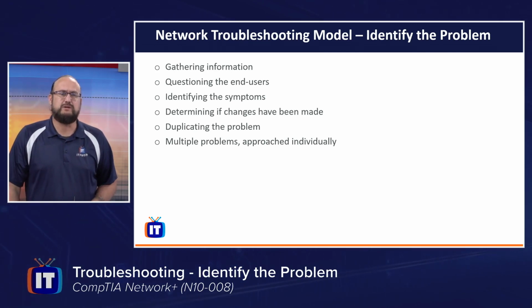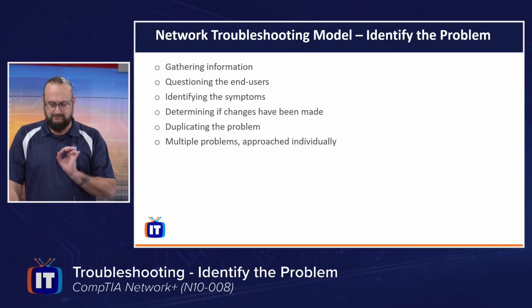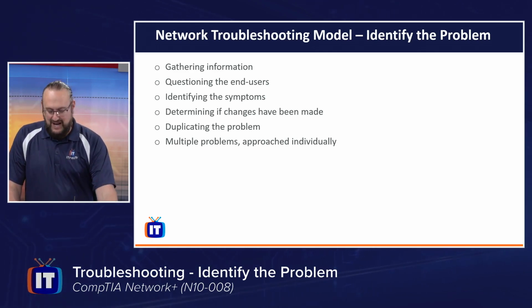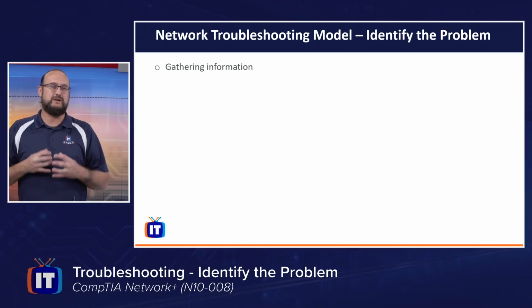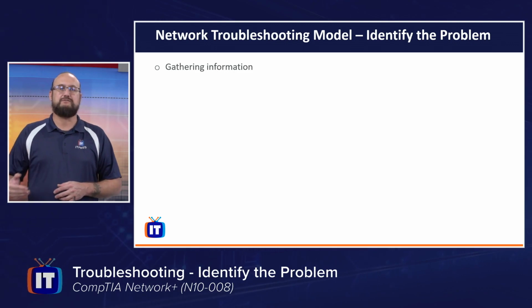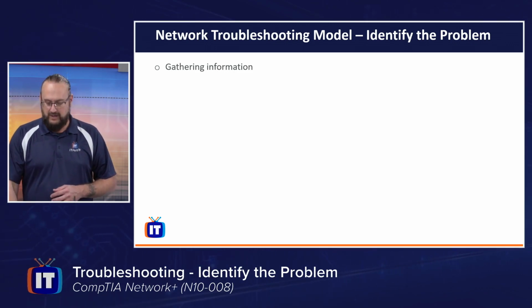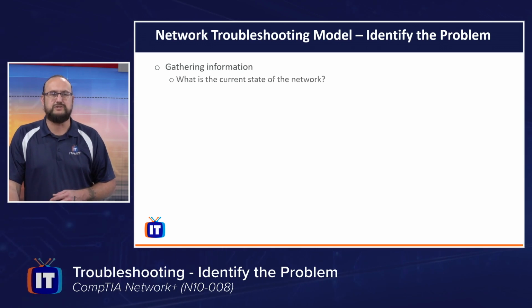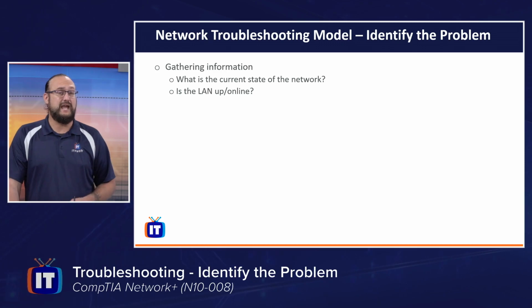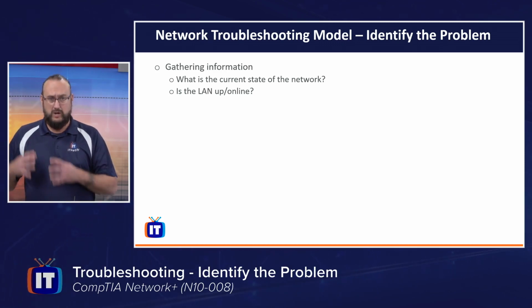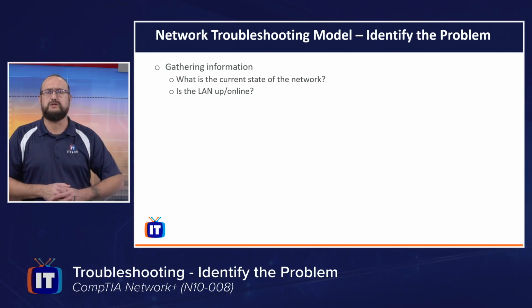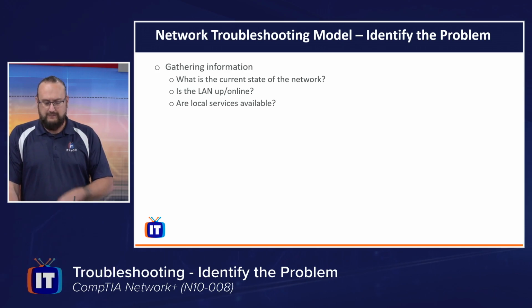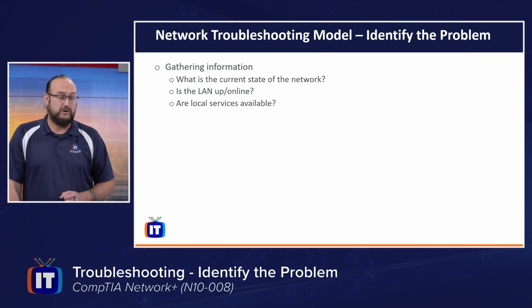So let's talk about the first step, the first portion of identifying the problem, and that's going to be gathering information. Gathering information is a very important process to help you identify what that problem might be. When we look at gathering information, you're going to want to know what is the current state of the network. What does that mean for us? Is the LAN up? Is the local area network operational? Remember, we can use utilities like ping to test if we have communications on the internal LAN. Are there local services that are available?